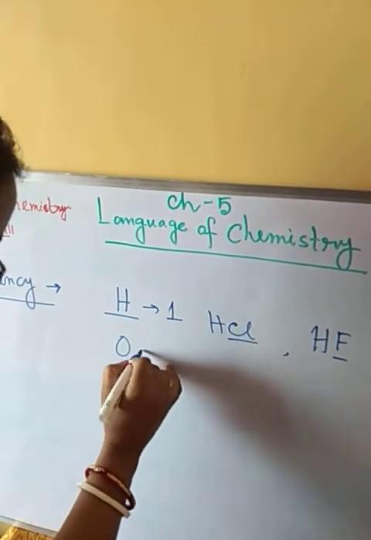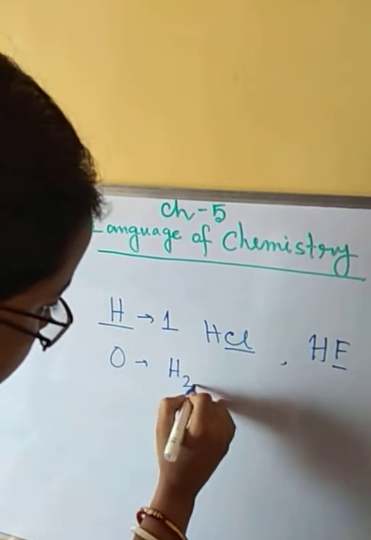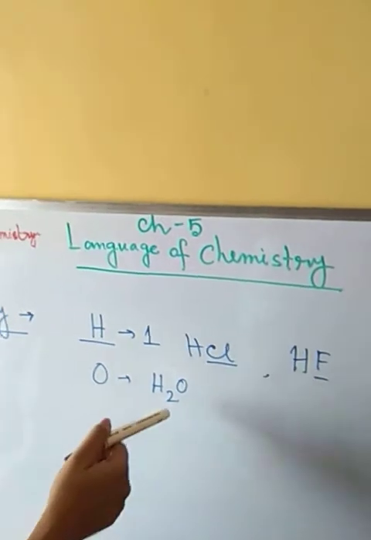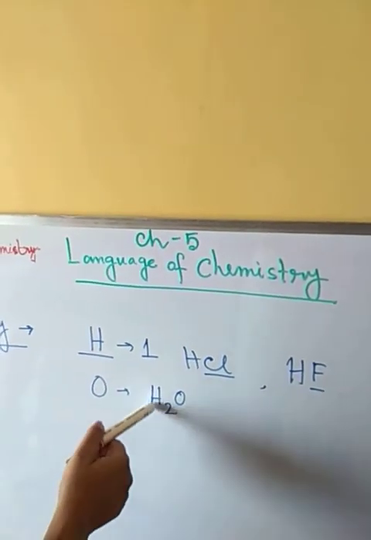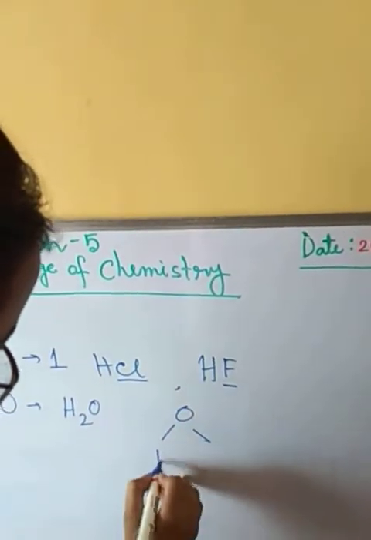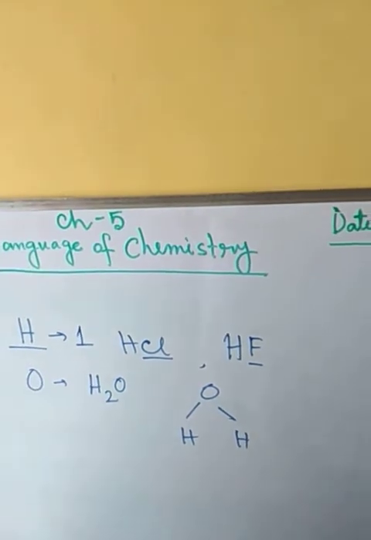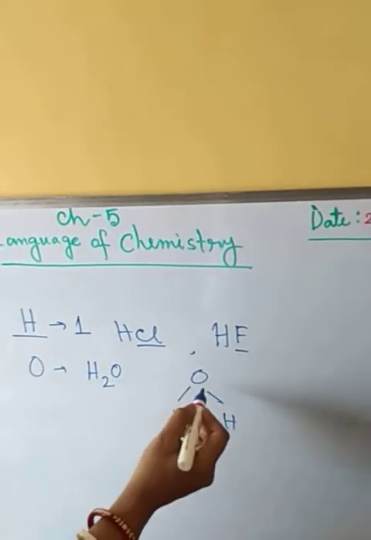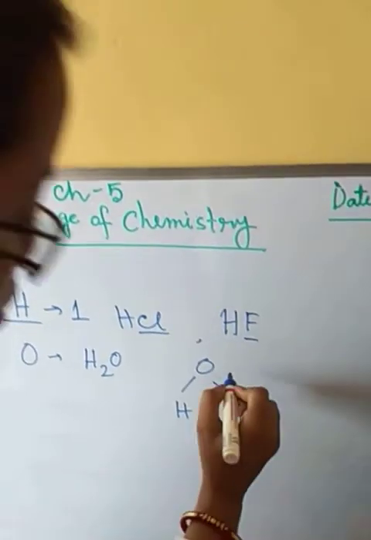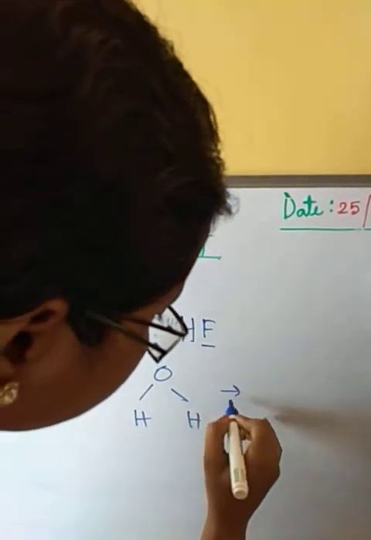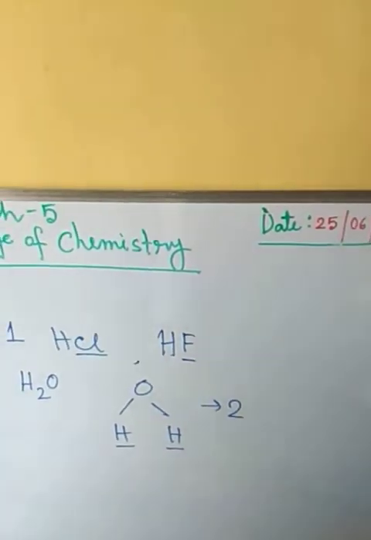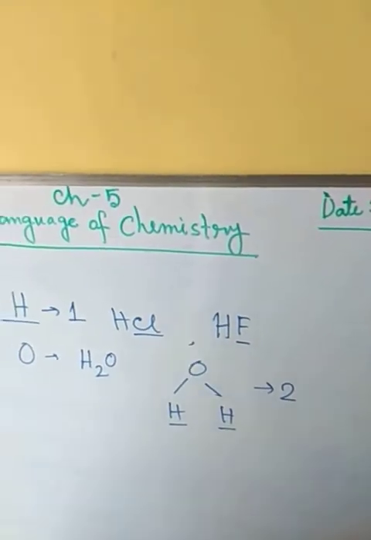Next, oxygen. Suppose a very common compound of oxygen, H2O, water. Here you can see with one oxygen atom, two hydrogen atoms can form bonds at a time. So this is the structure for water. With one oxygen, two hydrogens are forming bonds at a time. So the valency of oxygen will be 2, as oxygen is combining with two hydrogen atoms at a time.